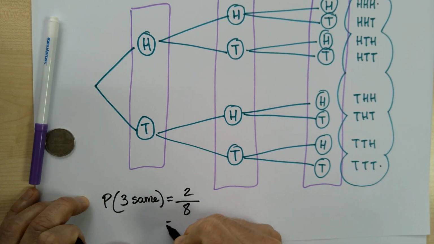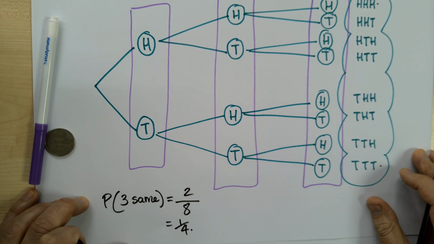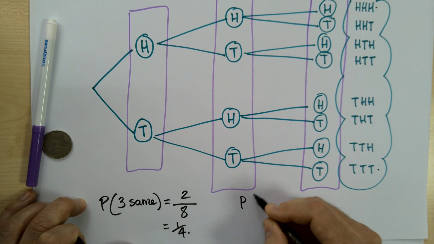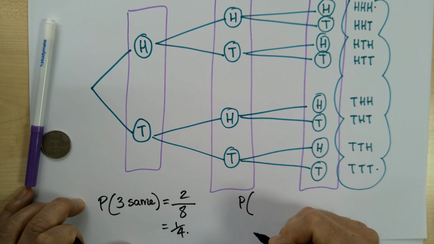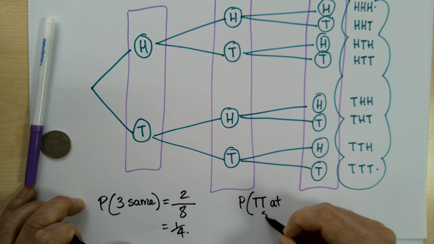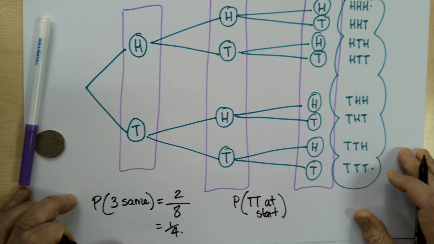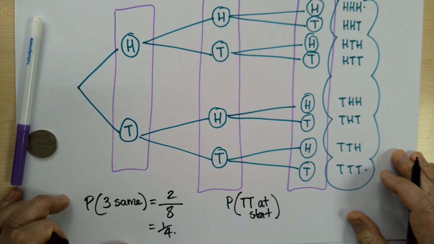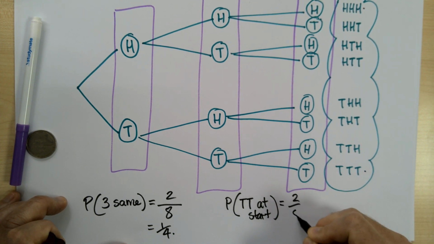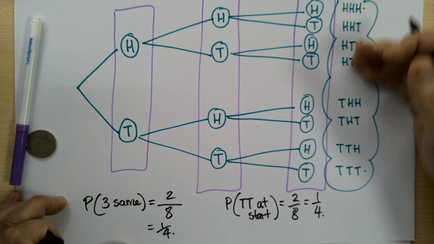Okay, so that is a quarter. A quarter of the time I can get 3 of the same. All right. What if I want tail, tail at start? I want the first 2 to be tails. How many times does that happen? Well, that happens twice again. Okay. But I wouldn't have known that unless I had this happening.